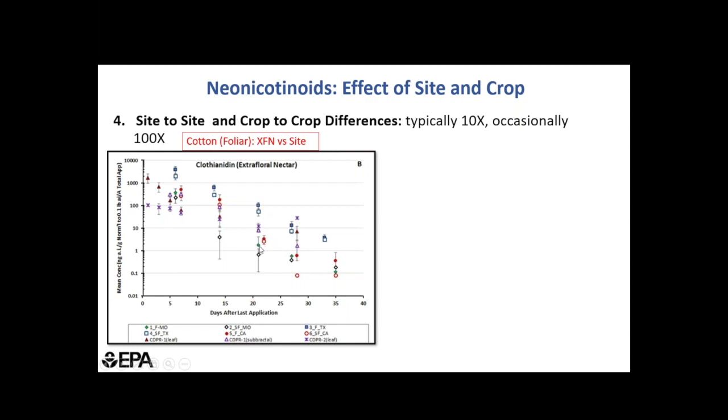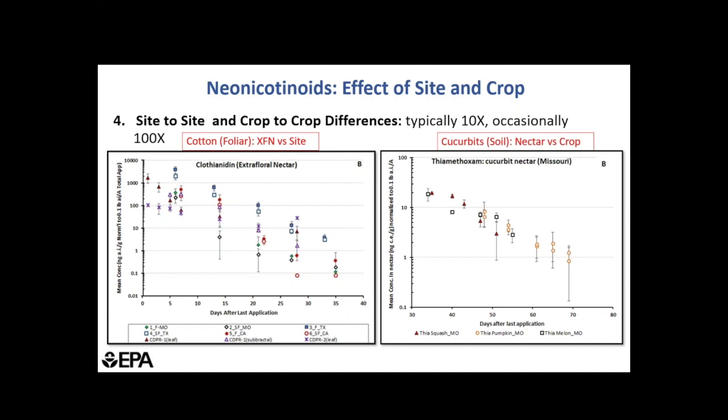And so to get a sense of the effect of site on the residue measurements, you can compare these symbols or these residue values at similar points in time. And so near 14 days and about 21 days after application, we see that the total range here is about 100-fold. And so site can have a very significant difference.